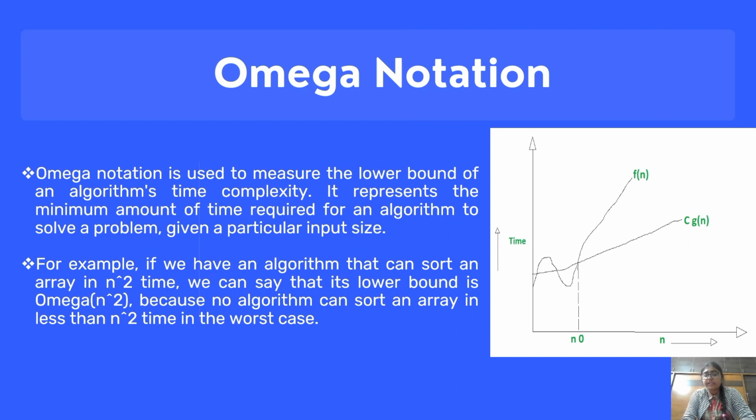Omega notation. Omega notation is used to measure the lower bound of an algorithm's time complexity. It represents the minimum amount of time required for an algorithm to solve a problem given a particular input size. For example, if we have an algorithm that can sort an array in n squared time, we can say its lower bound is omega of n squared because no algorithm can sort an array in less than n squared time in the worst case.